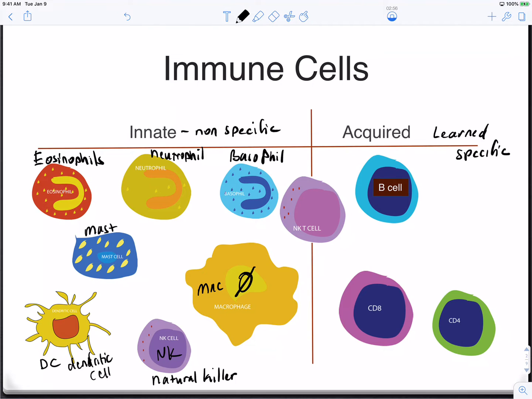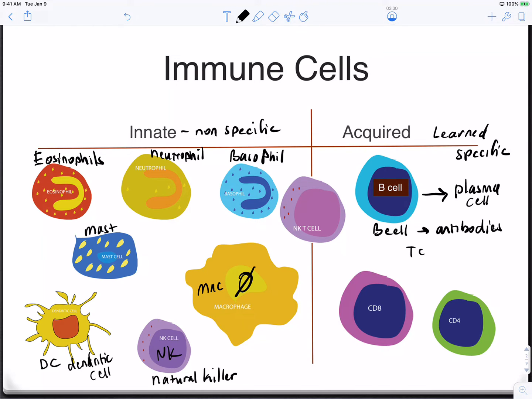Your acquired immune response has to be very specific. The cell that's going to respond to salmonella is going to be different than the cell that's going to respond to cholera, for example. So they're very specific, whereas the innate response is very nonspecific. There are two main categories of cells in your acquired immune response. The first is your B cell, and the B cell is going to make antibodies. And the B cell can become a plasma cell, but the plasma cell is part of the B cell lineage.